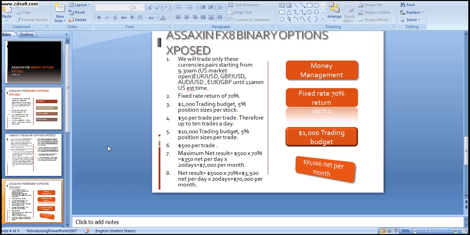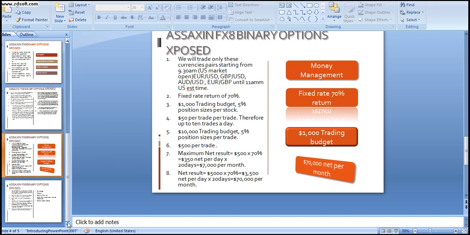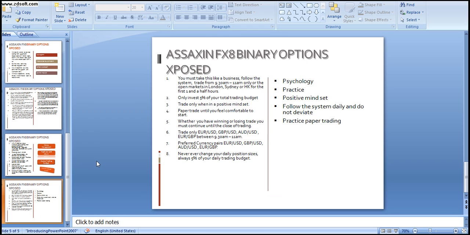Now, if you have a $10,000 trading budget, that's 5% position sizes per trade. That's $500 per trade, and basically it just nets you out up to $70,000 per month, which is an absolutely huge amount for just trading the Forex market. So you can go over this. This is in a PowerPoint presentation. You can go through it at your leisure. So you must take this like a business. I mean, following anything, we are looking at up to 90% success rate.